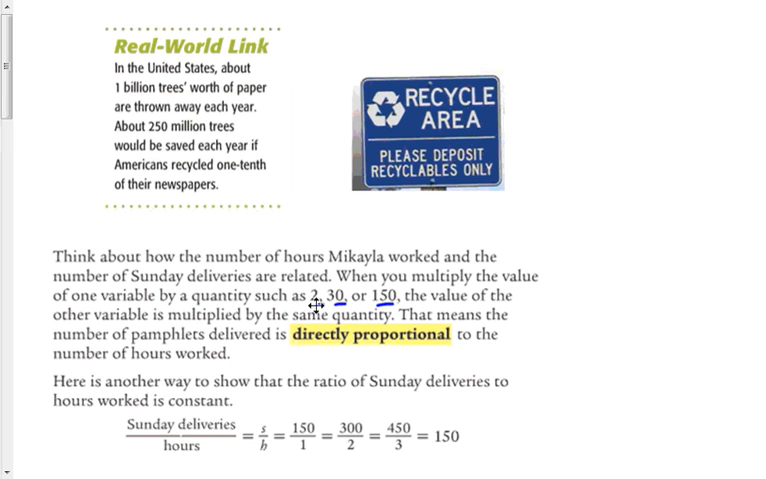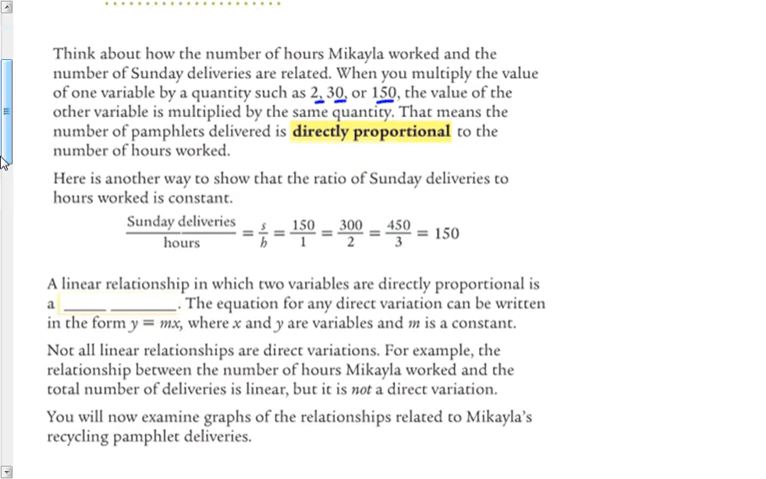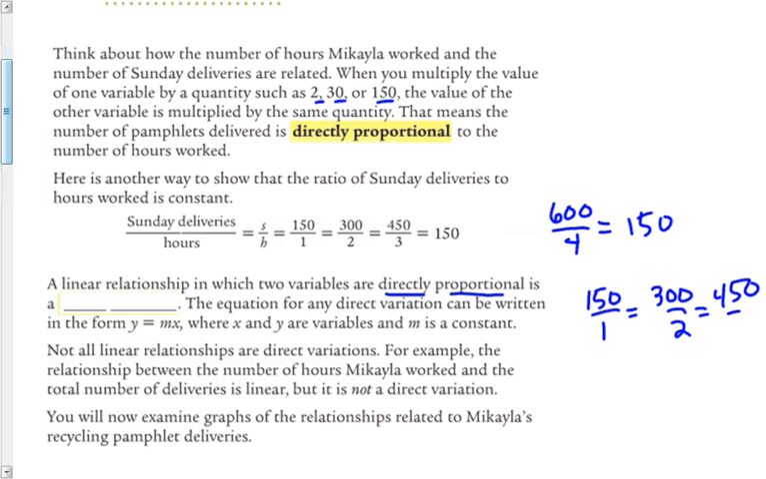What we're saying there is, if we just look at Sunday deliveries, and if we take the number delivered divided by the hours, we always get the same ratio. I can pick another number. After 4 hours, we had 600 deliveries, and if I find that ratio, 600 divided by 4 is also 150. All of these numbers are proportional to each other. If you remember that from 7th grade math, 150 over 1 is 300 over 2. The ratio is always equal. So they're proportional.